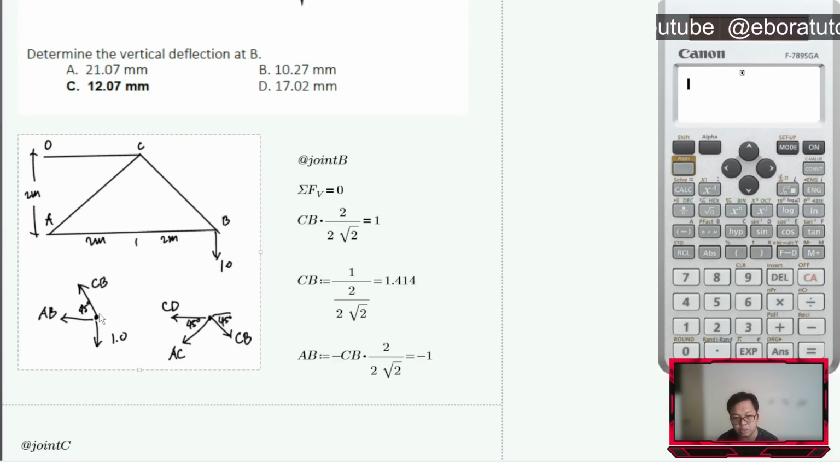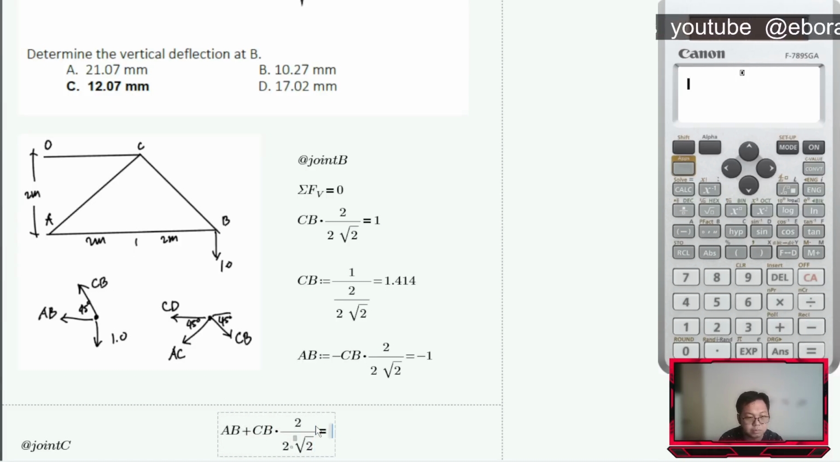After solving for CB, we can now consider joint B pa din, and then sum up tayo ng forces horizontal, to the left equals to the right. Now looking at this free body diagram here, ang to the left is actually AB plus the horizontal component of CB. So since same sila ng direction, AB plus CB, ang dalawang yan, that is both to the left, must be equal to the right. Looking at the figure, wala namang force to the right dyan. So this must be equal to 0.